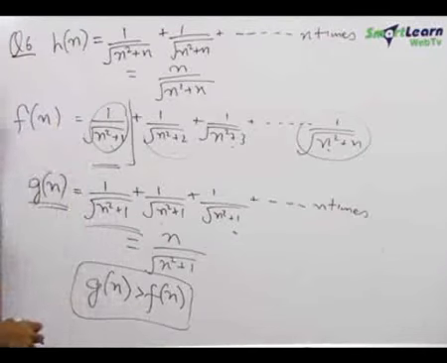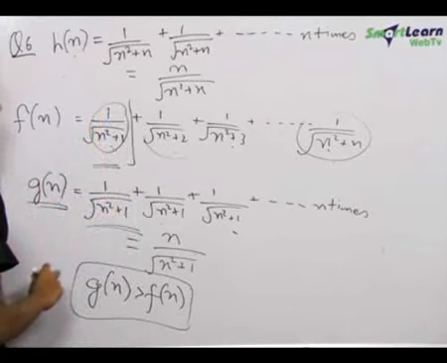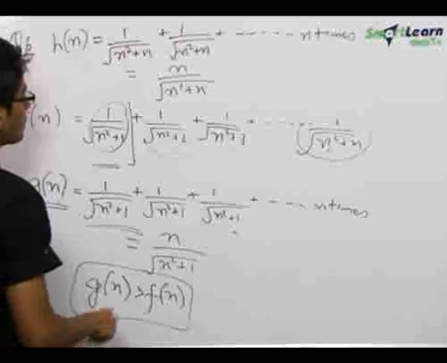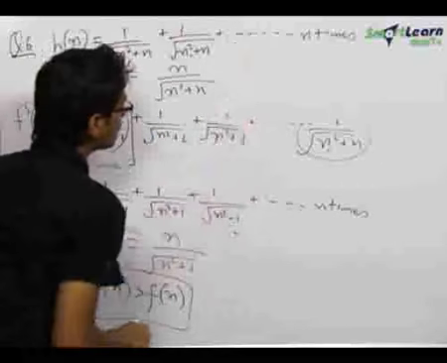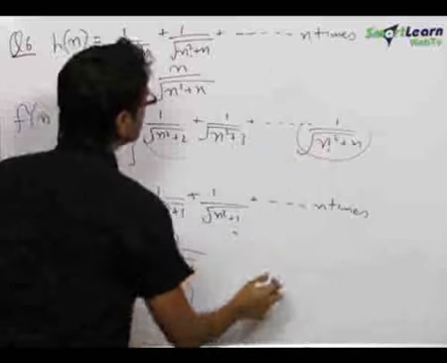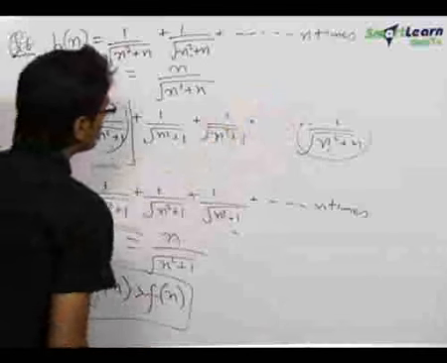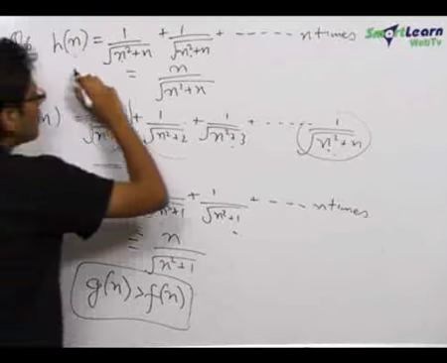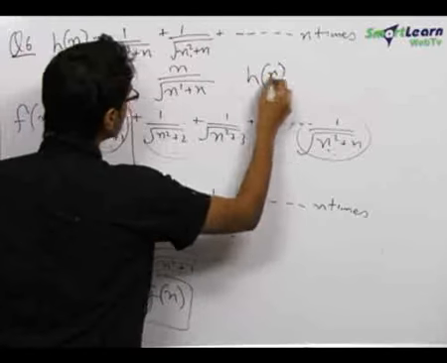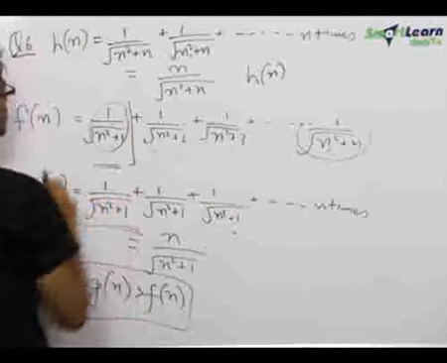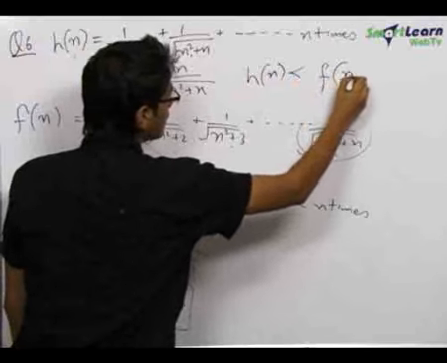In the similar way, we have taken the smallest term n times in the function h of n, so the smallest term has been added n times. So this is less than this, the third term will be less than the third term of this series, and similarly the nth term of this series will be less than, or rather equal to, the nth term of this series. So the sum of these n terms will definitely be less than the sum of these n terms, because smaller terms are being added to get h of n. So h of n will be less than f of n.